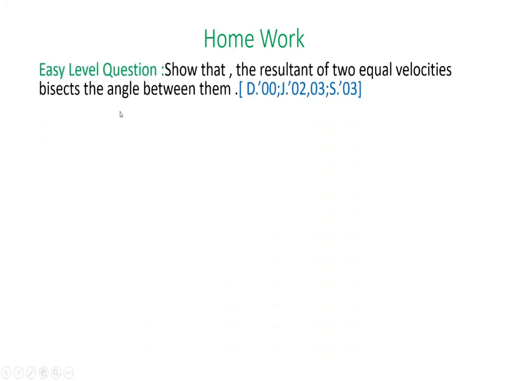Homework. Boys, at first I give an easy level question. Given, show that the resultant of two equal velocities bisects the angle between them. This question was given in board examinations many times.